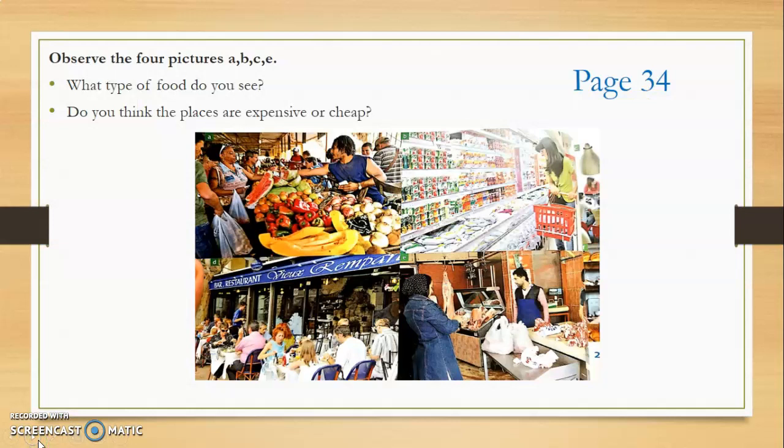We have here on page 34, everybody on page 34 right now. We have here, observe the pictures A, B, C, and E, okay? So what do you think about these places? Let's answer the questions. What type of food do you see? In the first picture, I see vegetables, I see pepper, I see onions, I see watermelon, and people are in the market.